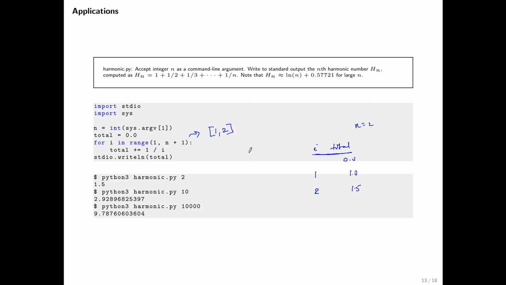And then i is done because it has exhausted its arithmetic progression. So we are outside the for loop and we end up printing the value of total, which is 1.5, and that indeed is the second harmonic number. All right, so that's our first application where we calculate the nth harmonic number.